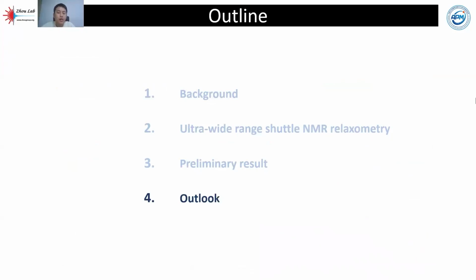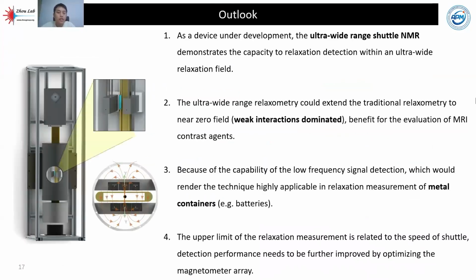And finally is our outlook section. As a device under development, the ultra-wide range shuttle MR demonstrates the capacity for relaxation detection within an ultra-wide field range. And the ultra-wide range relaxometry could extend the traditional relaxometry to near zero field, and be beneficial for evaluation of MRI contrast agents.